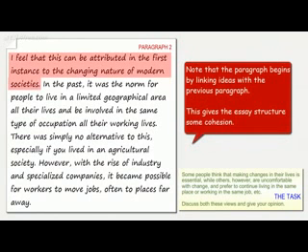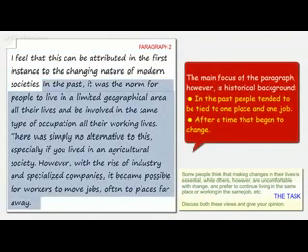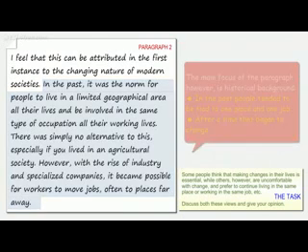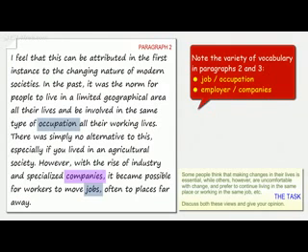Note that the paragraph begins by linking ideas with the previous paragraph. This gives the essay structure some cohesion. The main focus of the paragraph, however, is historical background. In the past, people tended to be tied to one place and one job. After a time, that began to change. Note the variety of vocabulary in paragraphs 2 and 3. Job, occupation, employer, companies.